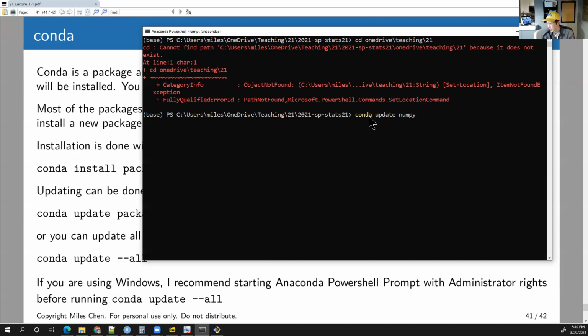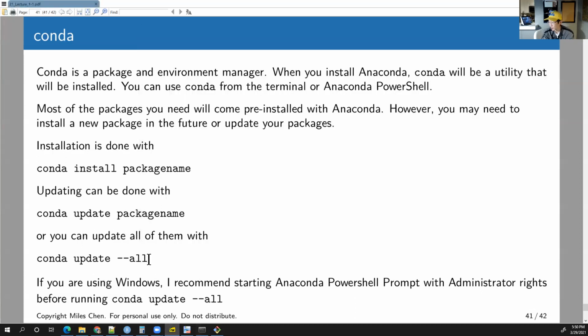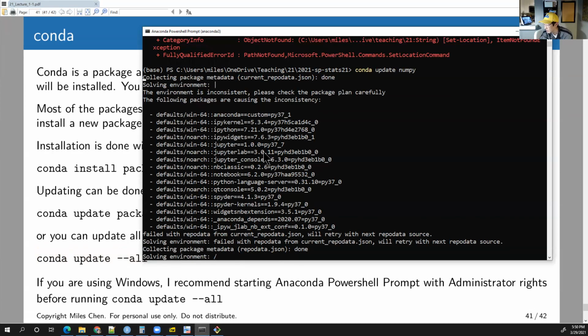I can type in conda update numpy, and this is going onto the internet, and it's saying, all right, let's find out what the latest version of NumPy is and things like that. Periodically, I recommend typing in conda update --all, and this is going to update all of the packages. When you do your default Anaconda installation, there's going to be tons and tons of packages already pre-installed. And so conda update --all might list off a whole bunch of things.